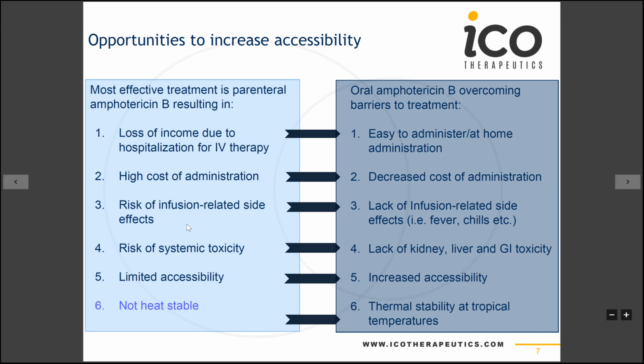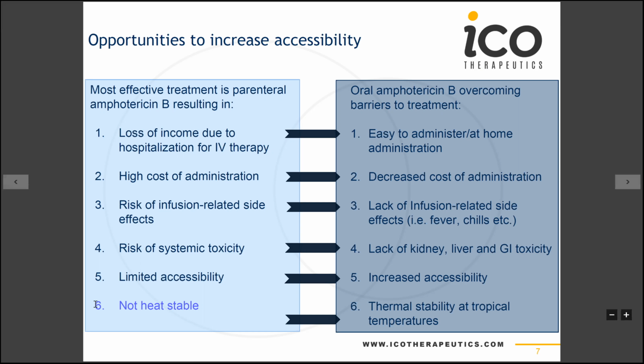There's the risk of infusion-related side effects with the drug, which you can get around with an oral formulation. There's the risk of systemic toxicities. We found that if you give an IV infusion of Amphotericin B, patient gets shivers and chills from giving that infusion too quickly. We can get around that by giving an oral form.